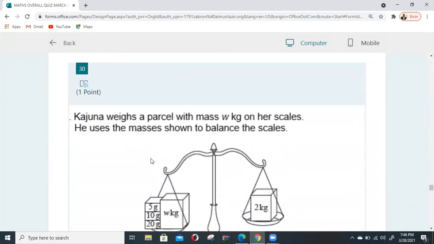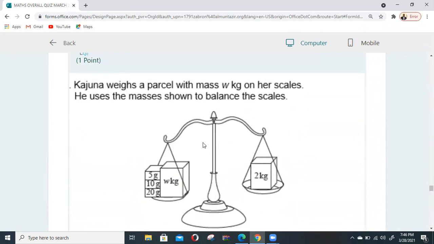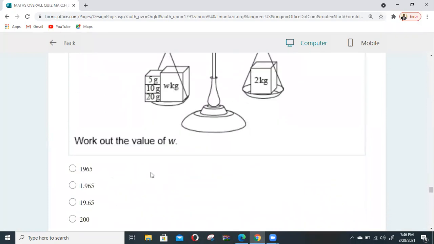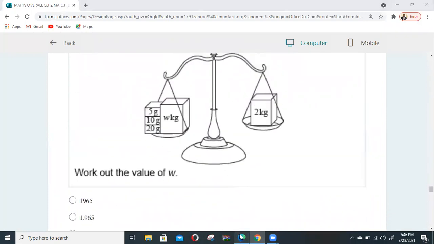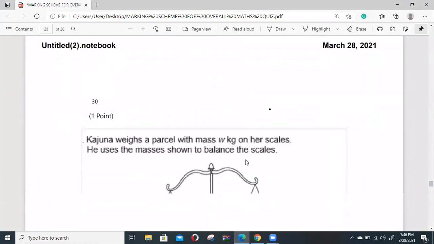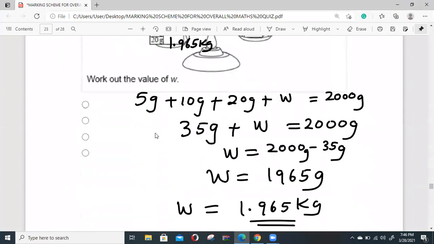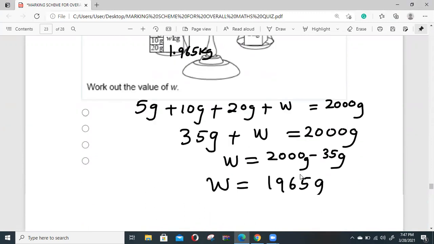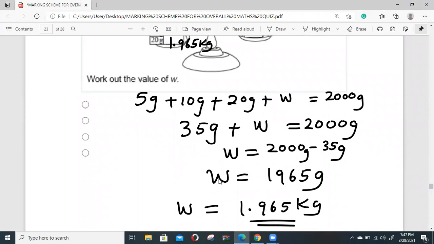Okay, so do that. Right, we have this question here. We are supposed to answer this question in program. I have done that question here, which is talking about Kajuna. The working is here: 5 gram plus 10 gram plus 20 gram plus W, which we don't know, should be equal to 2,000 grams, because 2 kg has to be changed into grams. When you compute that, you get W equals 1965 grams.